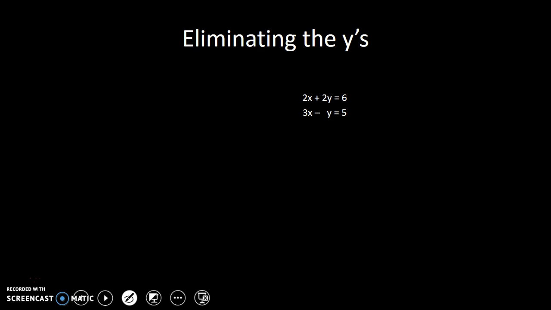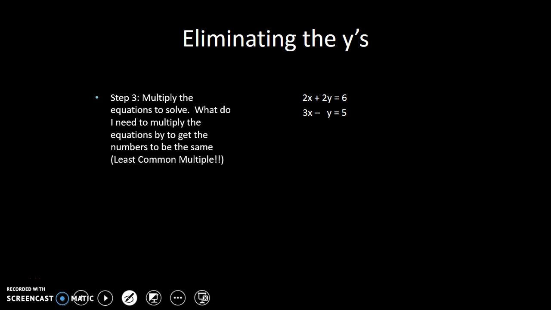Let's look at both of these separately. So eliminating the y's, which in my opinion is the easier option. Multiply the equations to solve. What do I need to multiply the equations by to get the numbers to be the same? Remember, we want to get the least common multiple. So I'm going to multiply the top by 1, so I'm not really going to do anything to the top. Multiply the bottom by 2. This is going to give us a coefficient of -2 on the y, which makes it easy.